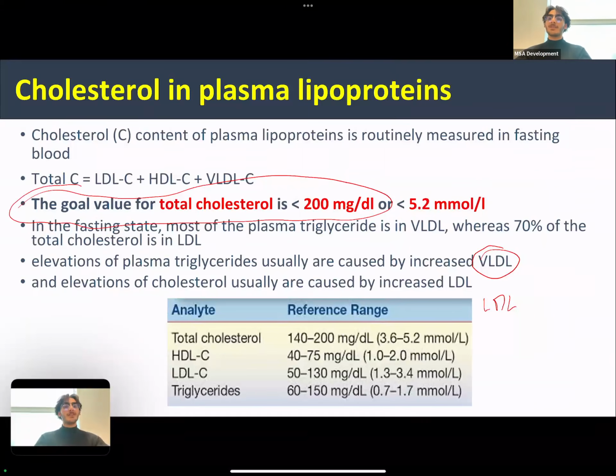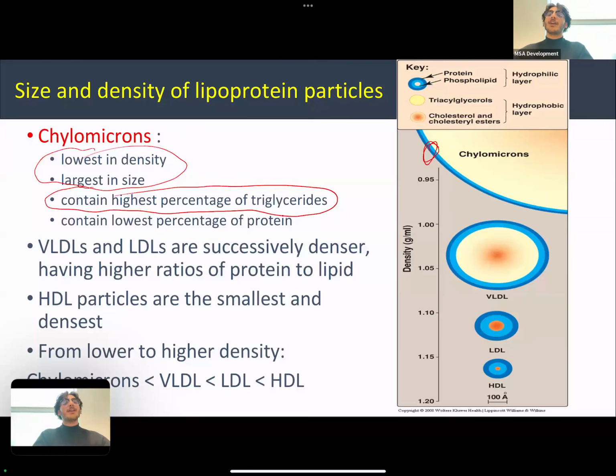But VLDLs are endogenously synthesized. So when we have high plasma triglycerides, these are directly correlated to increased VLDLs because these are de novo synthesis and not exogenous sources of lipids, as in chylomicrons. Okay, so VLDLs and LDLs are successively denser, having higher ratios of protein to lipid. So HDL, of course, stands for high density lipoprotein. LDL is low density. VLDL is very low density, and chylomicrons, they're just the lowest in density.